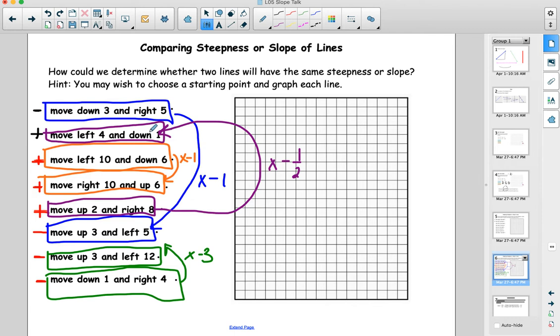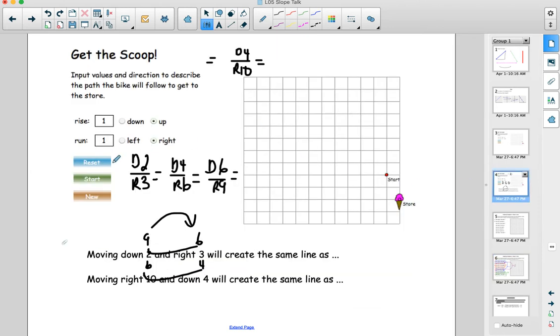And the last one to look at is the purple one. So I'm starting with up 2 and right 8. Both of those would be positive numbers. If I multiply 2 by -1/2, I'll get -1. So the up 2 has become down 1. And if I do +8 times -1/2, I'll get -4. The right 8 has become left 4. So you can see there are many different ways of describing a line based on a slope, because all of those numbers that we had written earlier over here as fractions are all reducing to the same thing.